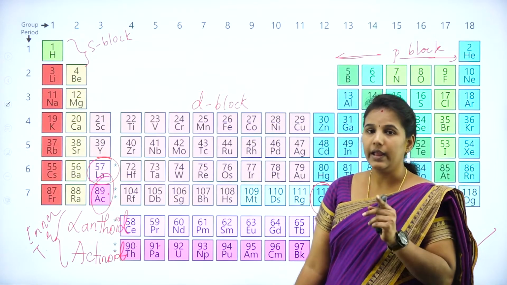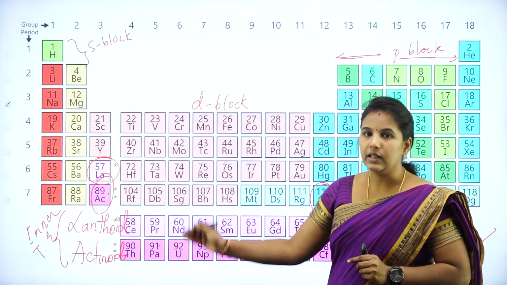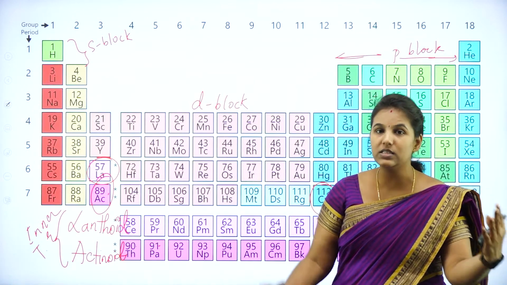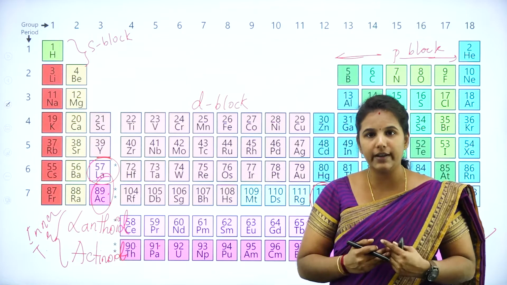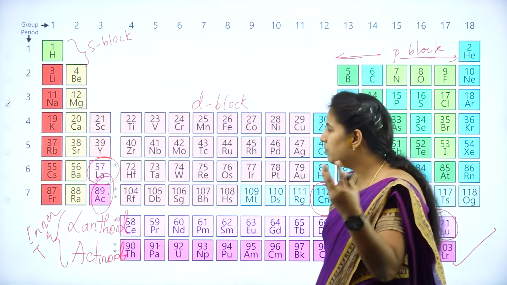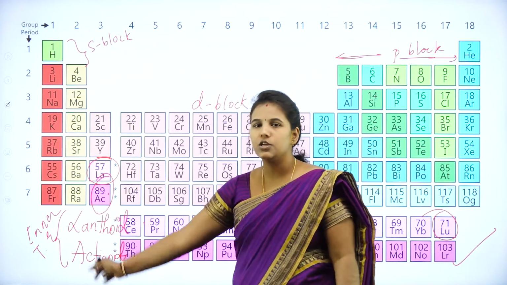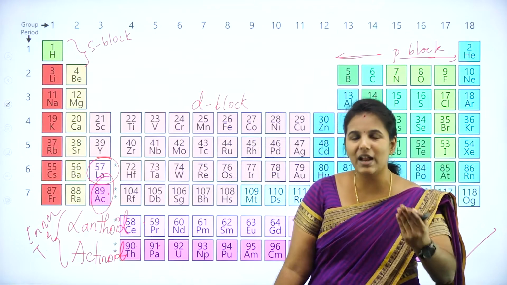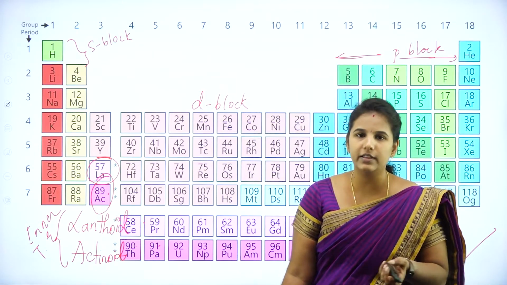So I hope you have understood how I have pictured the D block, which consists of all metals. Of these, especially the lanthanum and actinium, which show a similarity with 14 other elements, are kept below in the periodic table and named the lanthanide series and actinide series. Both the lanthanide and actinide series together are known as what? Inner transition elements, because they are present inside the transition elements, or the D block.